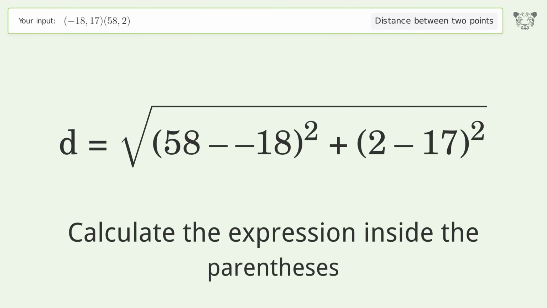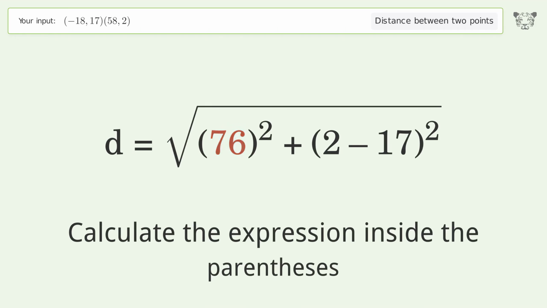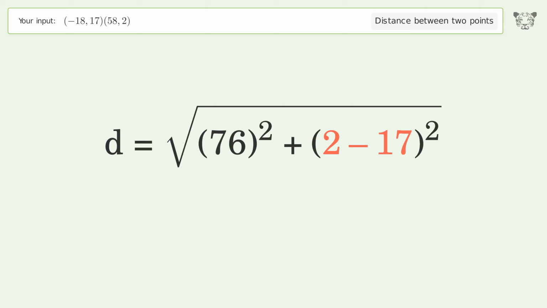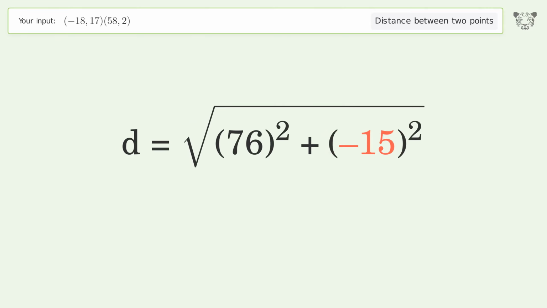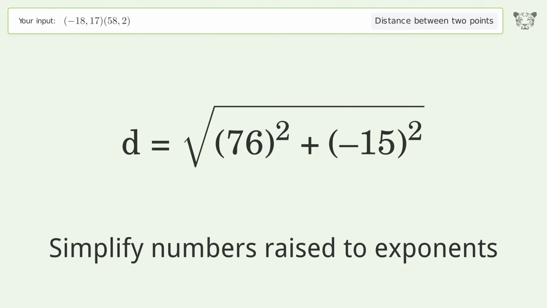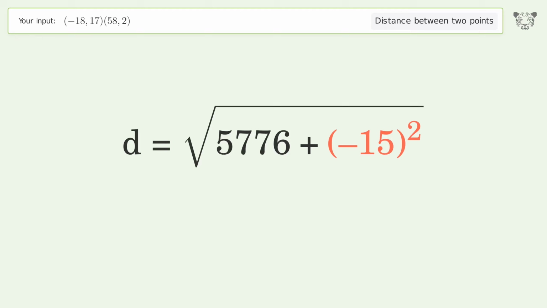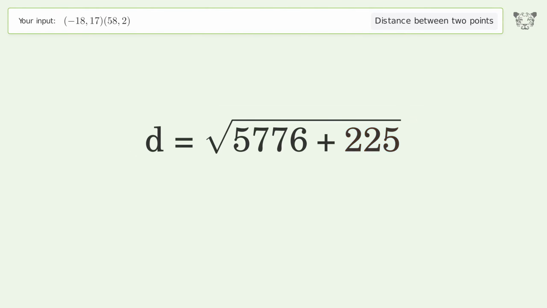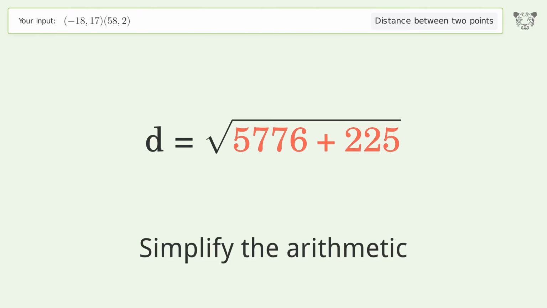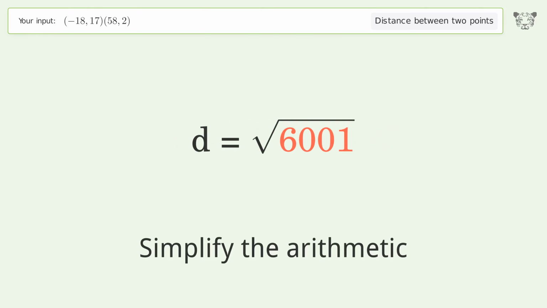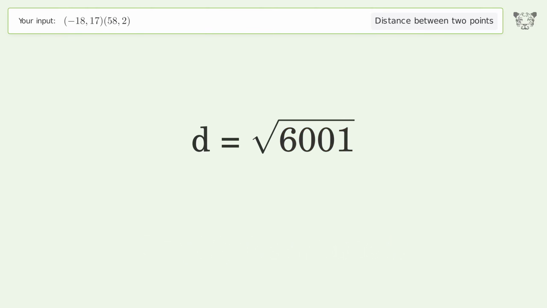Calculate the expression inside the parentheses. Simplify numbers raised to exponents. Simplify the arithmetic. And so the distance between the 2 points is the square root of 6001, or 77.466.